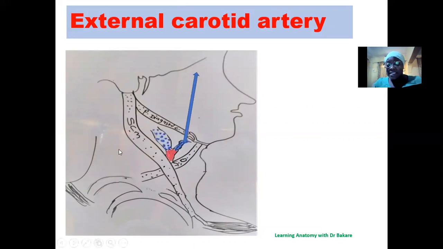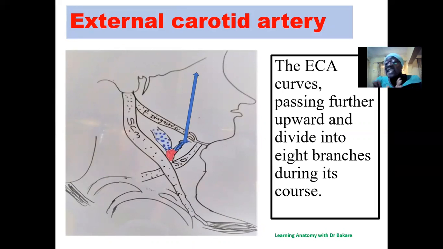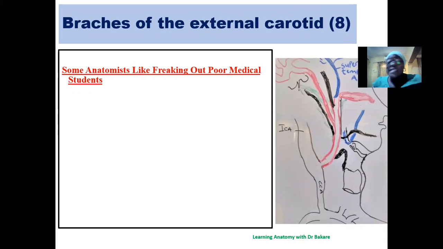This is the external carotid artery, and this artery runs upward. As it goes upward, it gives branches around the neck, the face, and the head region. It gives off a total of 8 branches. We have 8 direct branches that emerge from the external carotid, even though these branches also give off sub-branches. But there is a mnemonic that can help us to remember the 8 branches of this external carotid artery. And this is: some anatomists like freaking out poor medical students.